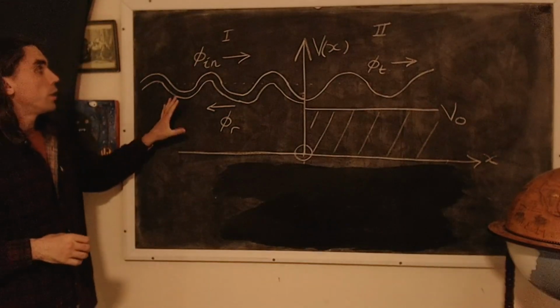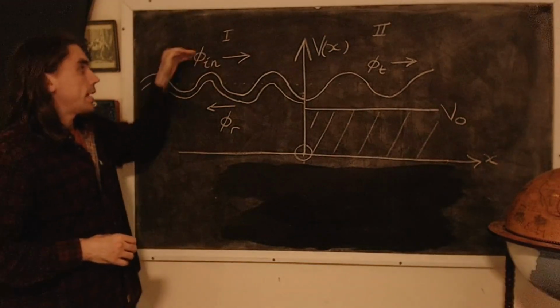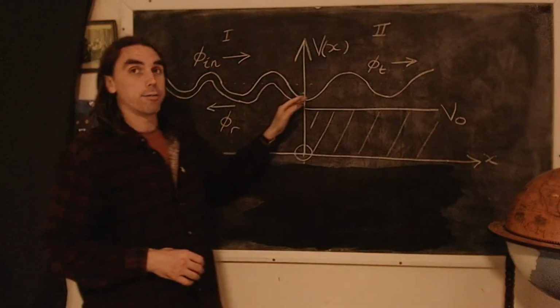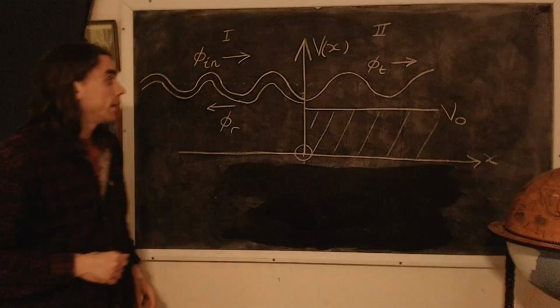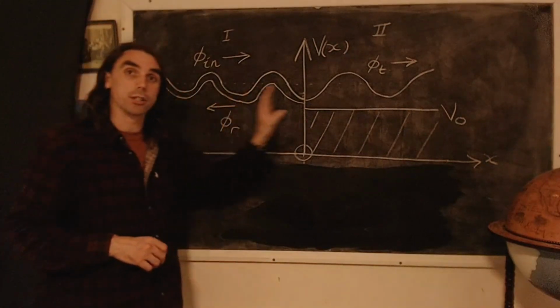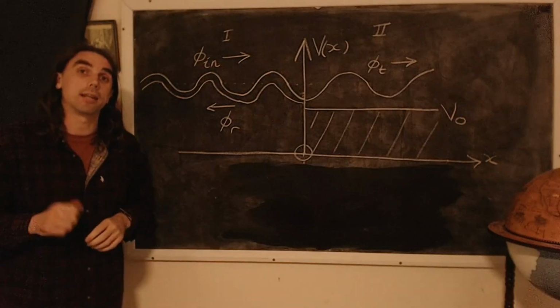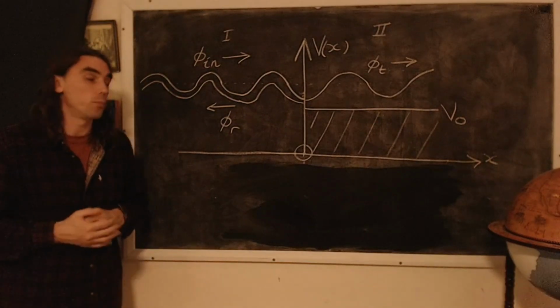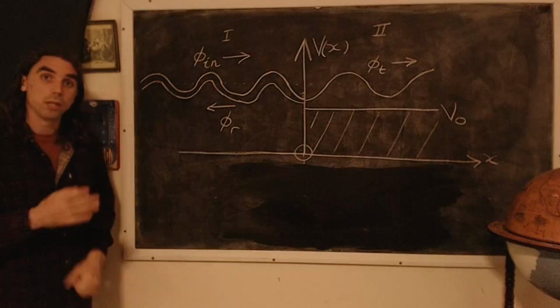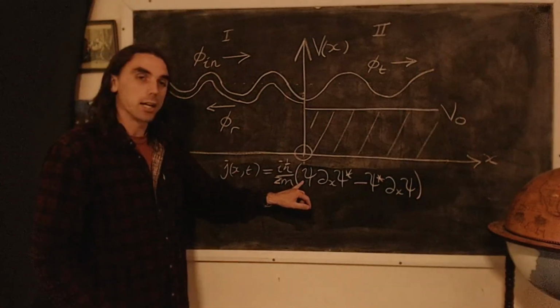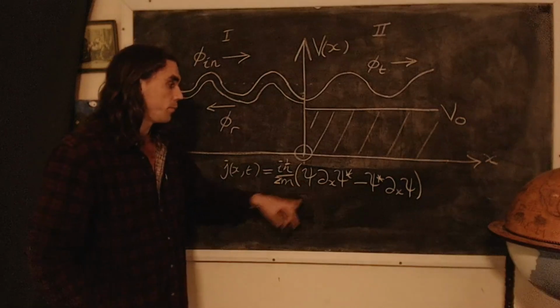Okay, so we have our phi in, our plane wave going in, phi r, our plane wave reflecting, and phi t, our plane wave transmitting. We've solved for the amplitudes for reflection and transmission. To solve for the probabilities, we need to use our probability current density we derived in a previous video. So the general form looks like this, where psi is the time-dependent wave function.